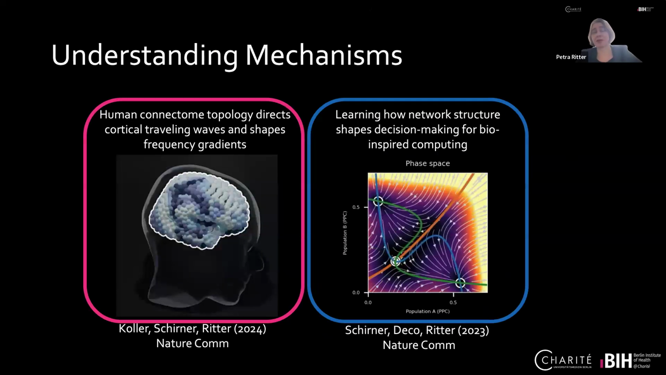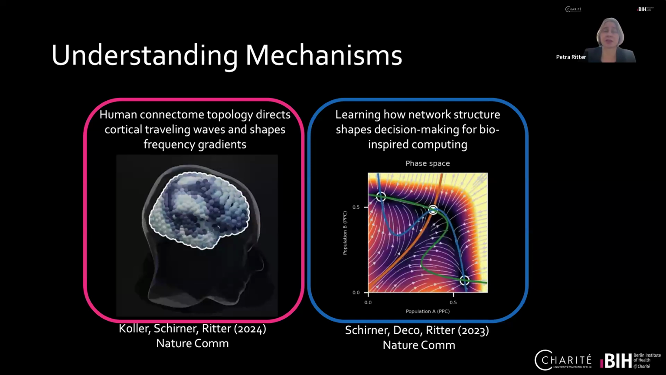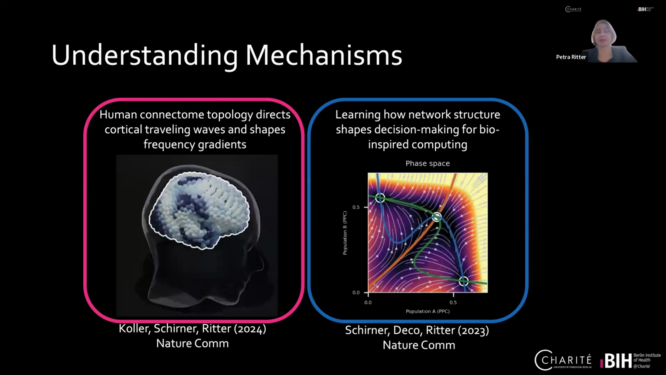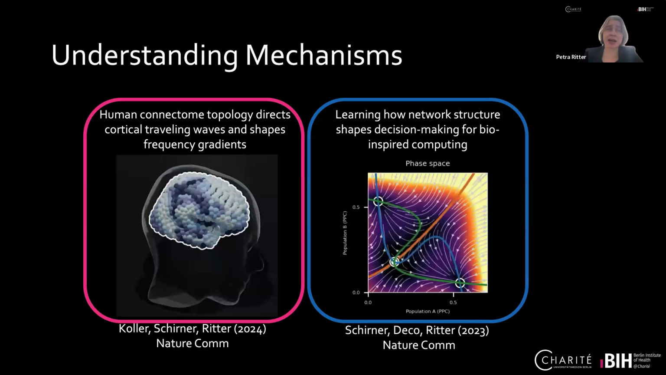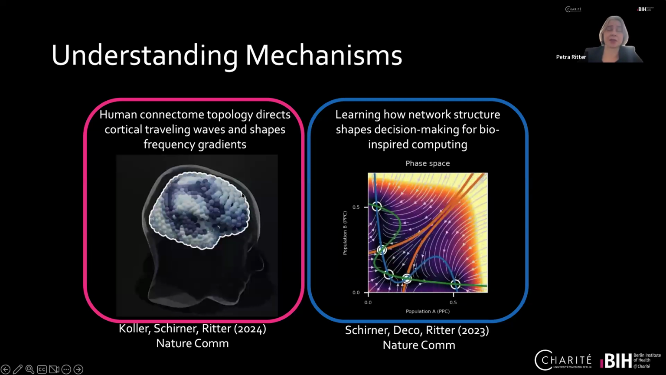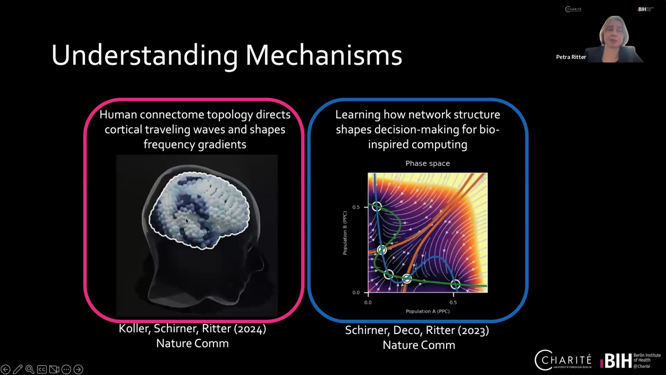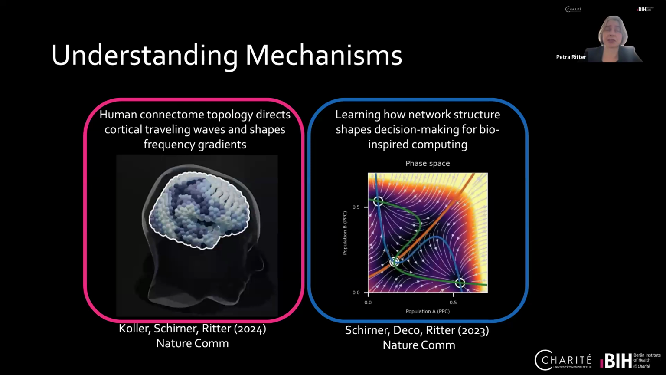I want to give you now two examples of how we use the digital brain twins for understanding mechanisms of how the brain works. They both are pretty recent, and have been published this year and last year. We start with the study that has been published this year about how the human connectome generates traveling waves in the human brain. Why is it important to understand the mechanisms of traveling waves?